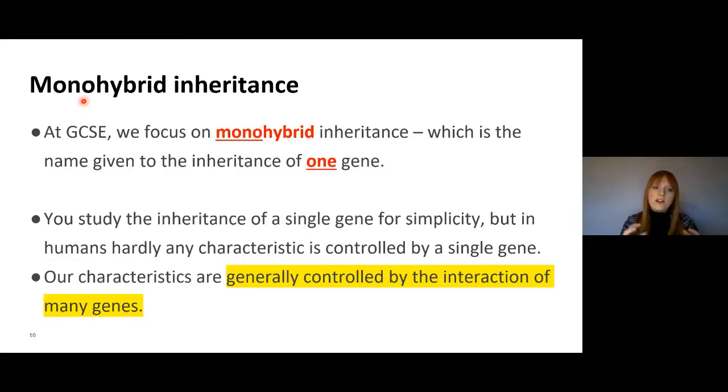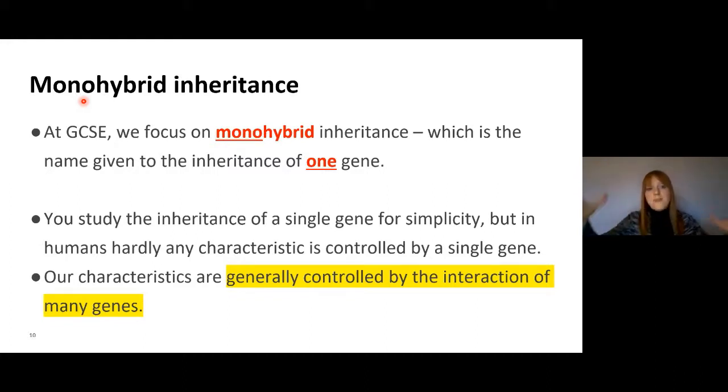So even though we're going to spend the rest of this lesson looking at monohybrid inheritance, and that's what they want us to do at GCSE, we have to understand that as humans, hardly any of our characteristics, how we look, are controlled by just one gene.